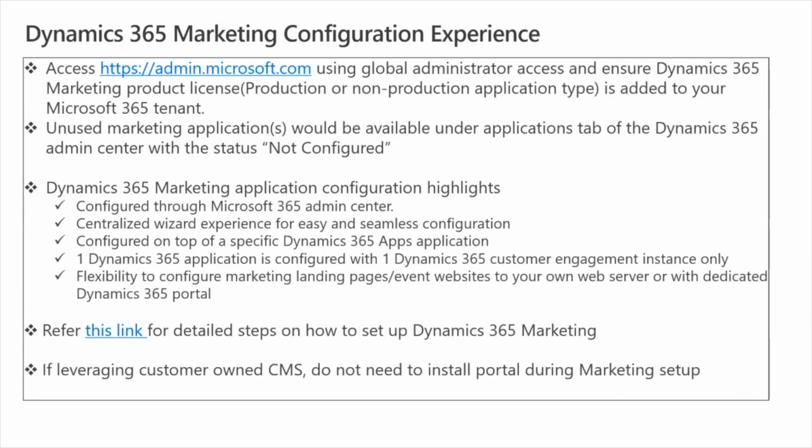Dynamics 365 marketing is managed through the admin center, your Office 365 admin center. You can access it through admin.microsoft.com. The global administrator of your tenant will be able to access it, and if you have bought Dynamics 365 marketing, it will be available as part of your admin center. Ensure that the Dynamics 365 product license is added to your tenant. Once that product license is available, your admin will be able to view it in the admin center.